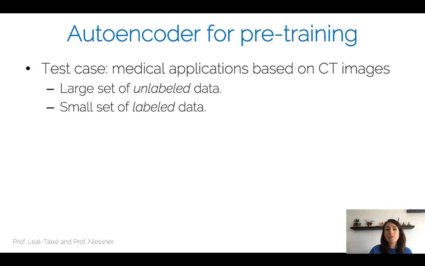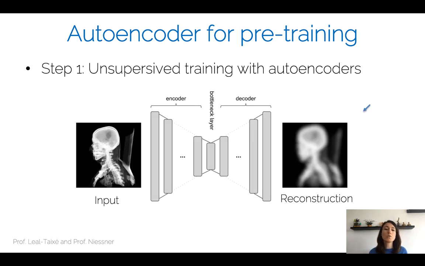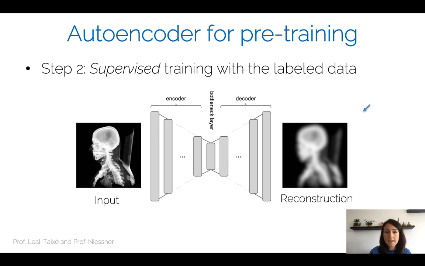And so essentially what we can do is we can actually pre-train our network using an autoencoder that just learns the type of features that we see in CT images, right? So what we want to do is we want to use the large set of unlabeled data to do a pre-training, which would be similar to the ImageNet pre-training that we use for many computer vision applications. But in this case, do it to learn specific features which are present in CT images. And so what we're going to do is we're going to use the power of autoencoders to do unsupervised training. So we're going to get our CT images input, and we're going to use an autoencoder to learn a reconstruction of the input image. So again, this is completely unsupervised. We don't need any labels for this.